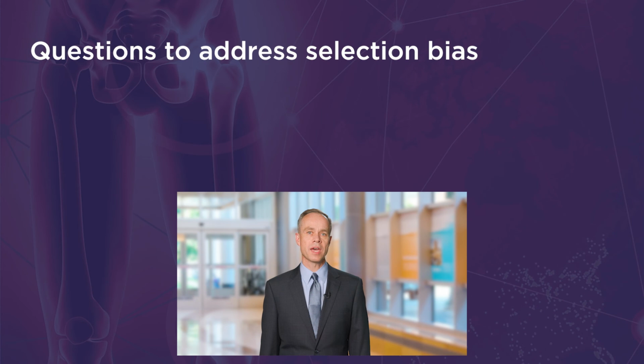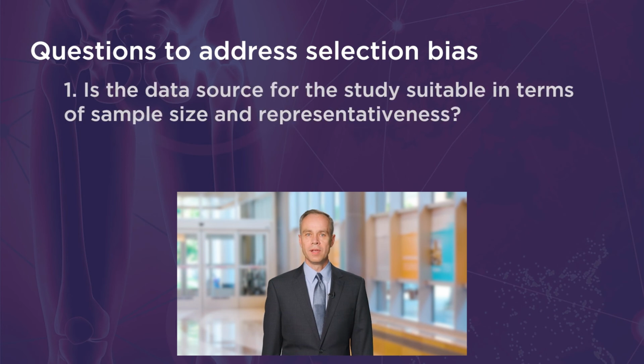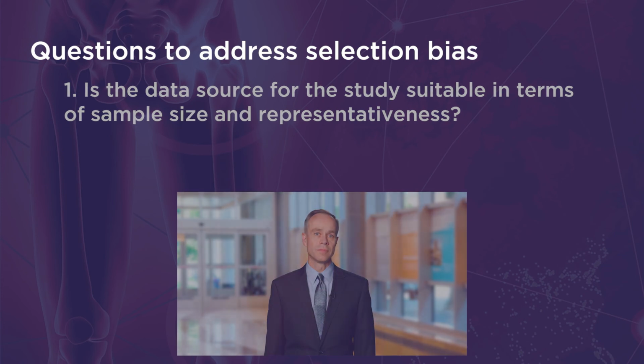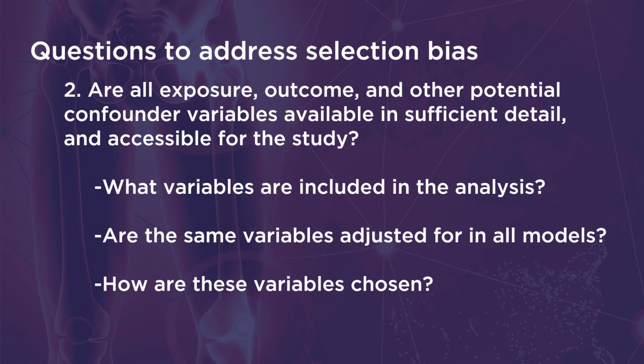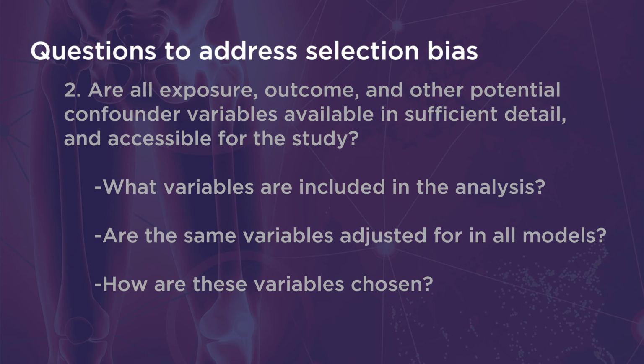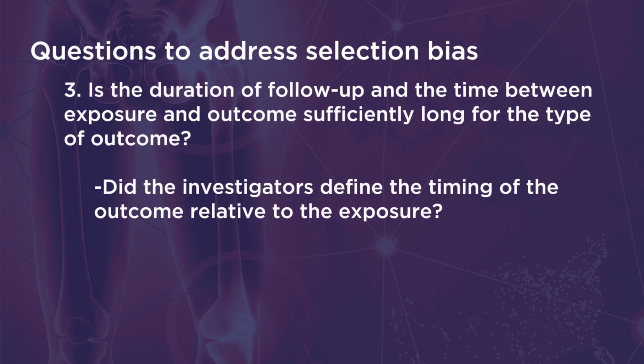So, what questions should be asked to help identify and avoid systematic bias? Here are a few. 1. Is the data source for the study suitable in terms of sample size and representativeness? 2. Are all exposure, outcome, and other potential confounder variables available in sufficient detail and accessible for the study? What variables are included in the analysis? Are the same variables adjusted for in all models? How are these variables chosen? 3. Is the duration of follow-up and the time between exposure and outcome sufficiently long for the type of outcome? Did the investigators define the timing of outcome relative to the exposure?